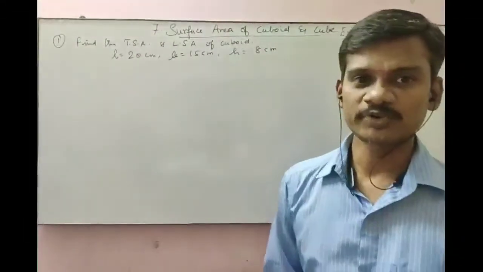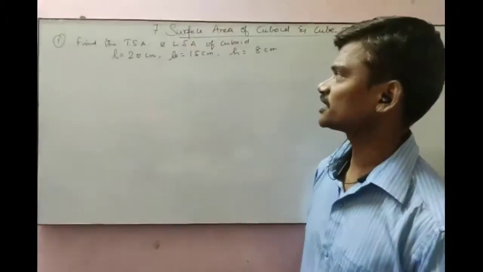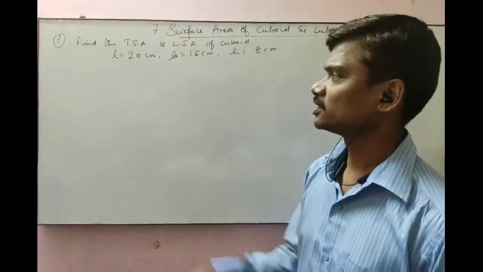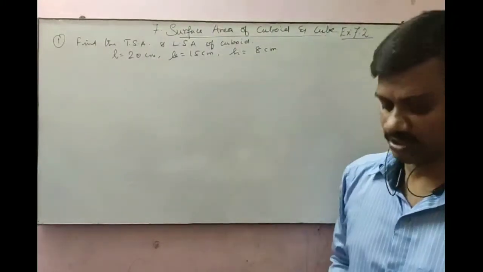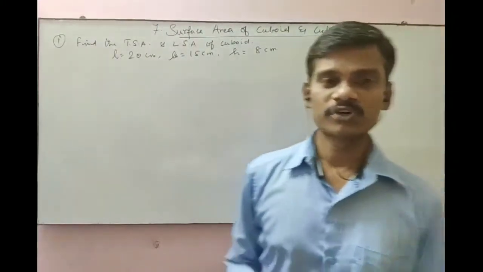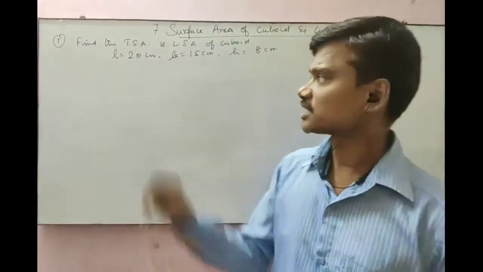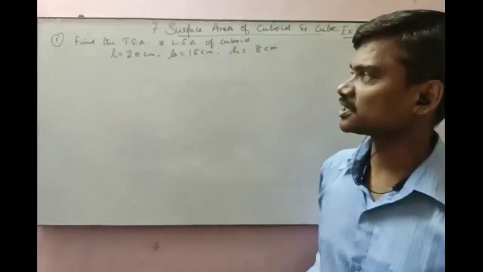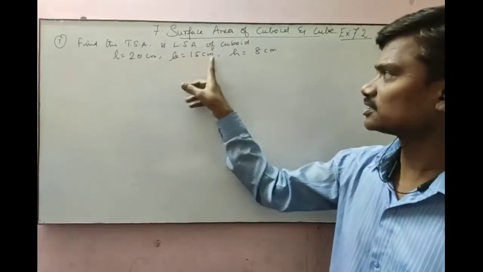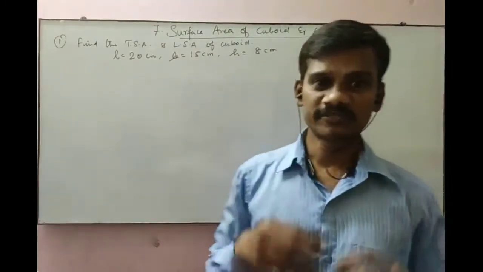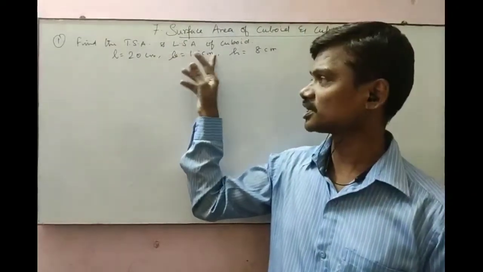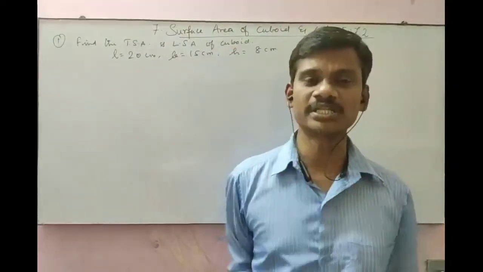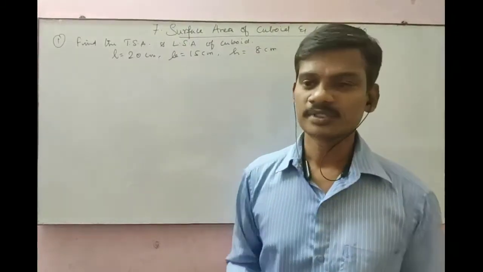Exercise 7.2. Okay, the first sum is: find the total surface area and the lateral surface area of a cuboid whose length is 20 cm, breadth is 15 cm and the height is 8 cm. Before doing these measurement sums, you have to check whether all the measurements are in the same unit. Centimeter, here also centimeter. If any measurement is in different terms, one in meter, one in centimeter, millimeter, you have to convert all the units to the same unit.